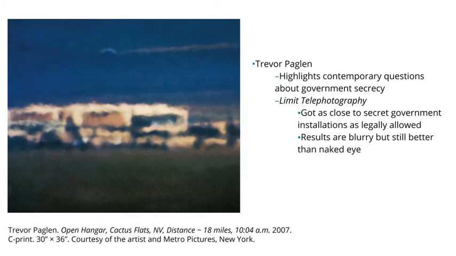Another artist that pushes the limits of photography is Trevor Paglen, who highlights contemporary questions about government secrecy through his photography. So in this series, Limit Telephotography, he got as close as he possibly could to a secret government installation, as close as he was legally allowed to, and zoomed as much as he could. And the results are blurry, but they're still better than the naked eye. So this is something that the government doesn't want us to see. Now, you can't tell what it is, but the fact that it exists in an image means something.